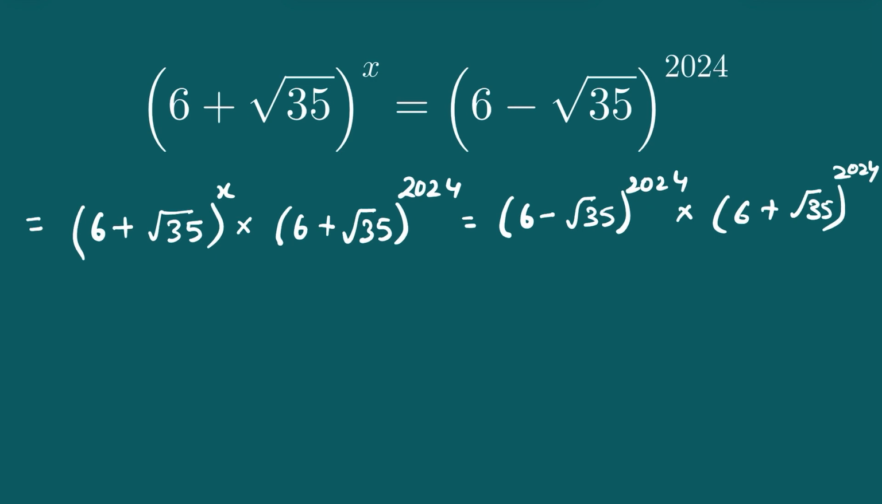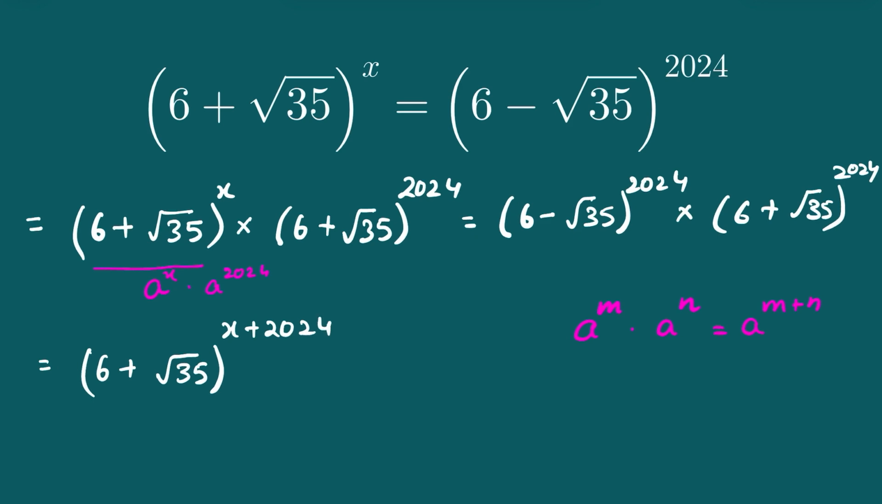Now we have an identity where a^m times a^n is equal to a^(m+n). So if 6 + √35 is a, it is a^x times a^2024. So we can write it as (6 + √35)^(x+2024). We add the exponents.